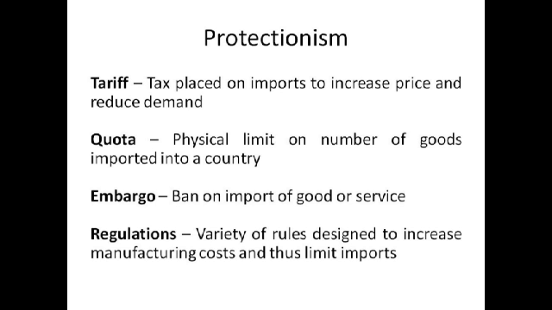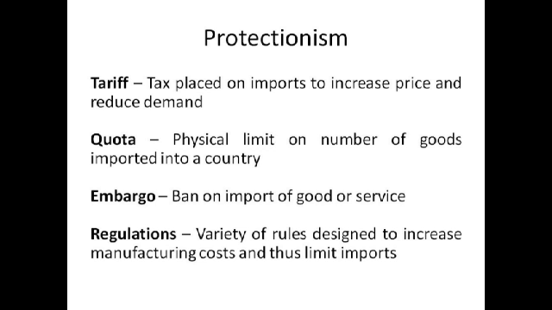There's 4 main ways of protecting industries and main methods of protectionism: tariffs, quotas, embargoes and regulations. So tariffs are taxes placed on imports to increase price and reduce demand, because if there's a tax on the product coming into the country, that'll increase the price, and then people are like, oh, we can't afford that anymore, so fewer people will buy it, and so that'll decrease the imports, which will in turn reduce international trade.